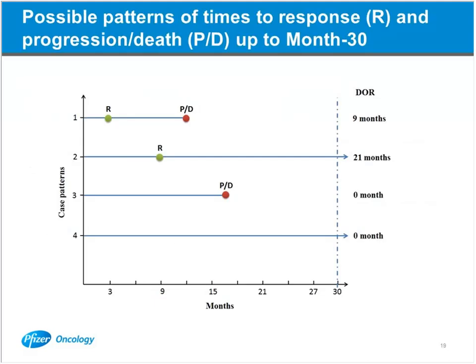Here's an illustration of some possible patterns of time to response, progression or death up to a 30-month cutoff. Patient 1 had response at month 3 and then progressed at month 12. So this patient had duration of response of 9 months. Patient 2 has a response at month 9, and the response was ongoing up to the cutoff point. So with 30-month follow-up, the patient had duration of response of 21 months.